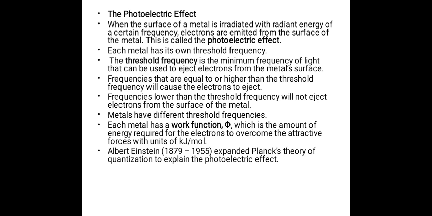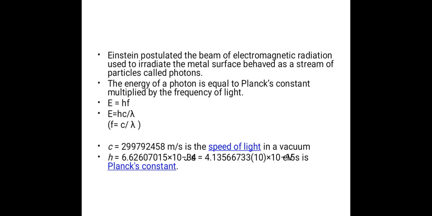Metals have different threshold frequencies. Each metal has a work function, which is the amount of energy required for an electron to overcome the attractive forces, with units of kilojoule per mole. Albert Einstein extended Planck's theory of quantization to explain the photoelectric effect. Einstein postulated that the beam of electromagnetic radiation used to irradiate the metal surface behaves as a stream of particles called photons. The energy of a photon is equal to Planck's constant multiplied by the frequency of light.